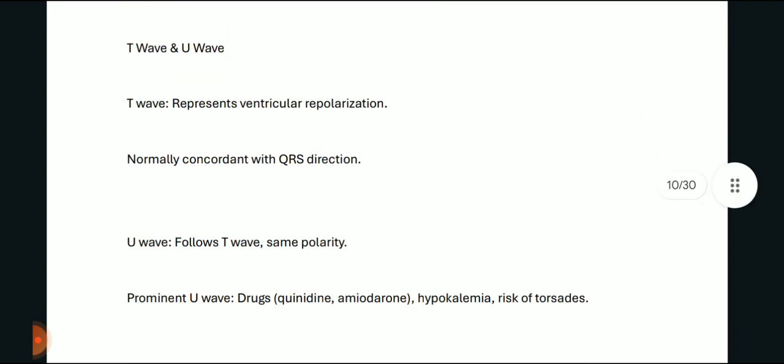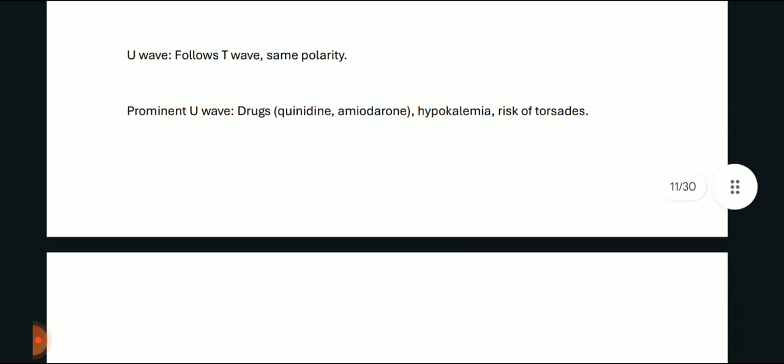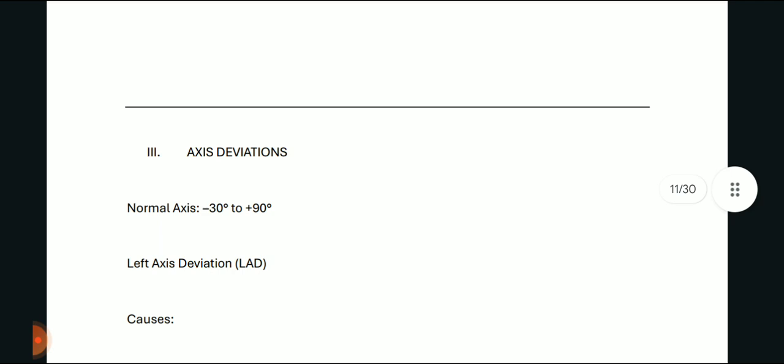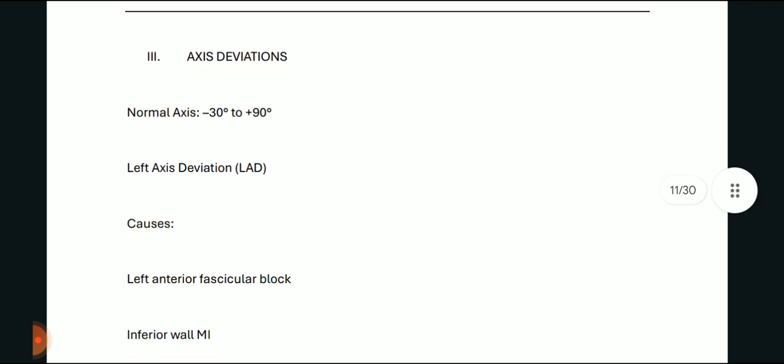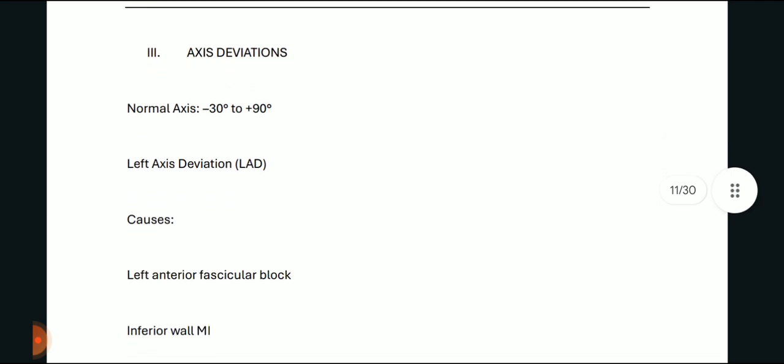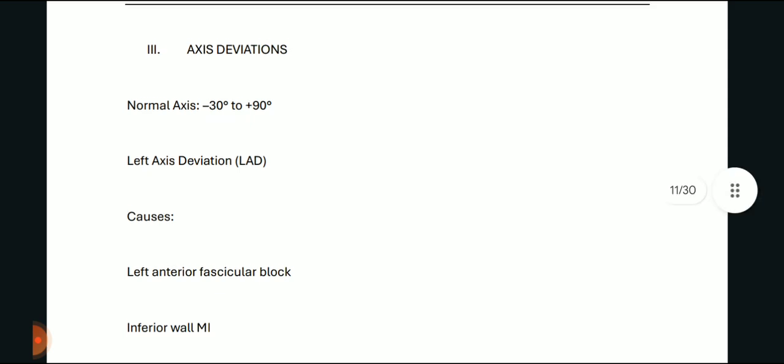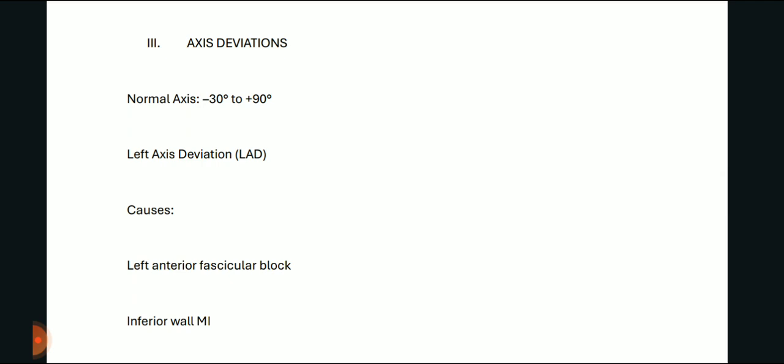Lastly, the T and U wave. T wave represents ventricular repolarization, normally concordant with QRS direction. And U wave follows the T wave, same polarity. Mostly the U wave is not visible, but it will be prominent in drugs like quinidine, amiodarone, and hypokalemia, with risk of torsades. So this was the normal ECG. Now we come to abnormalities of ECG.